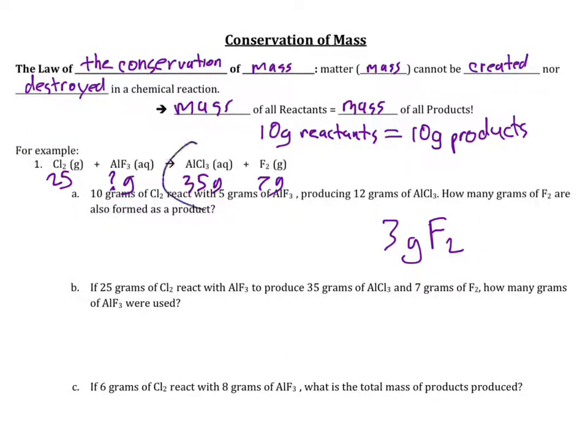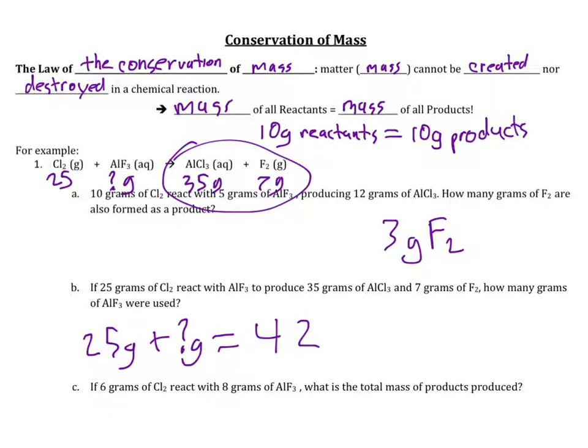And so we know that this right here is equal to 42. Because that's equal to 42, that means we must start with 42 grams. And so if we have 25 grams of chlorine gas, how many grams of the aluminum fluoride are there? You just do some simple algebra, the 42 minus the 25, and that gives you 17. So that means there's 17 grams of the aluminum fluoride.